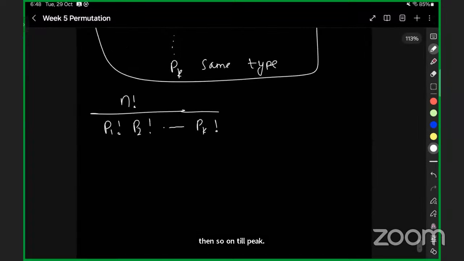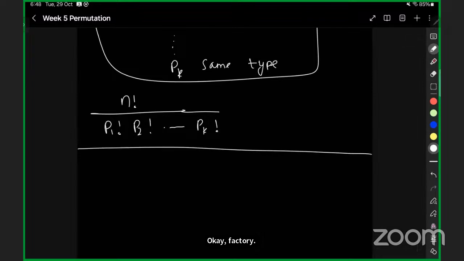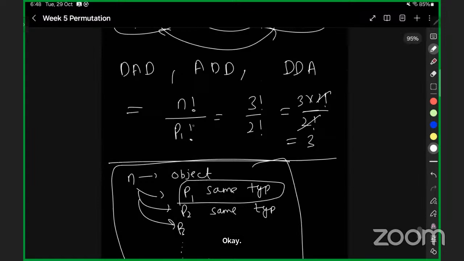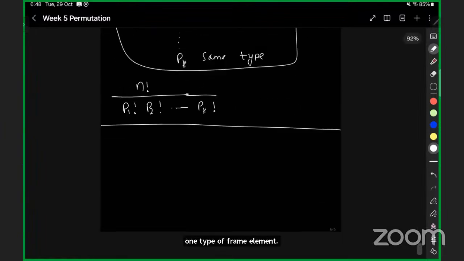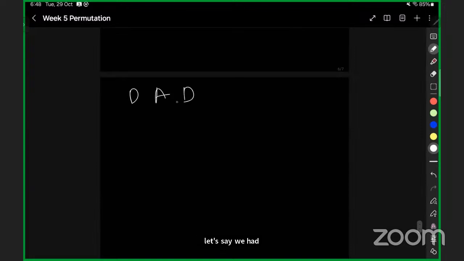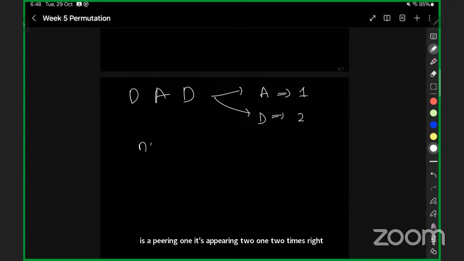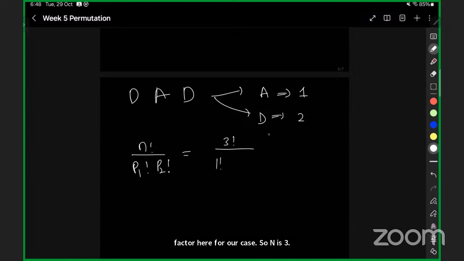So same thing we did here. We only had one type of same element. Or maybe if you want, you can write P2 as well. So let's say we had DAD. I have two types of element here, A and D. This is appearing one, this is appearing two times, right? So what I can do is write n factorial by P1 factorial, P2 factorial for our case. So n is 3. 3 factorial by P1 is 1 factorial, P2 is 2 factorial. And same thing you'll get 3, right? 3 ways you can arrange them.